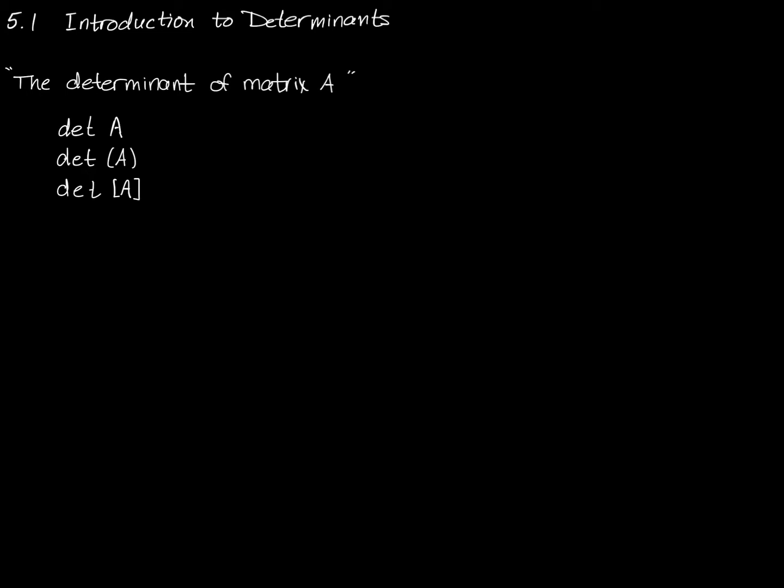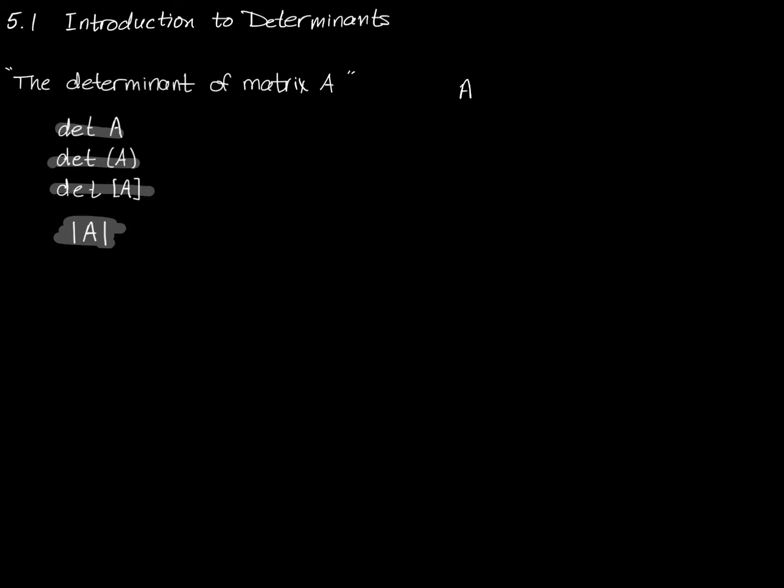Most often, though, you'll see it written like this. It kind of looks like the absolute value of A. It's not. The numerical value that we'll come up with for the determinant of A is not necessarily going to be a positive value. But this notation is common, and in context, you'll come to understand what it means. And it means the same thing as these other three notations.